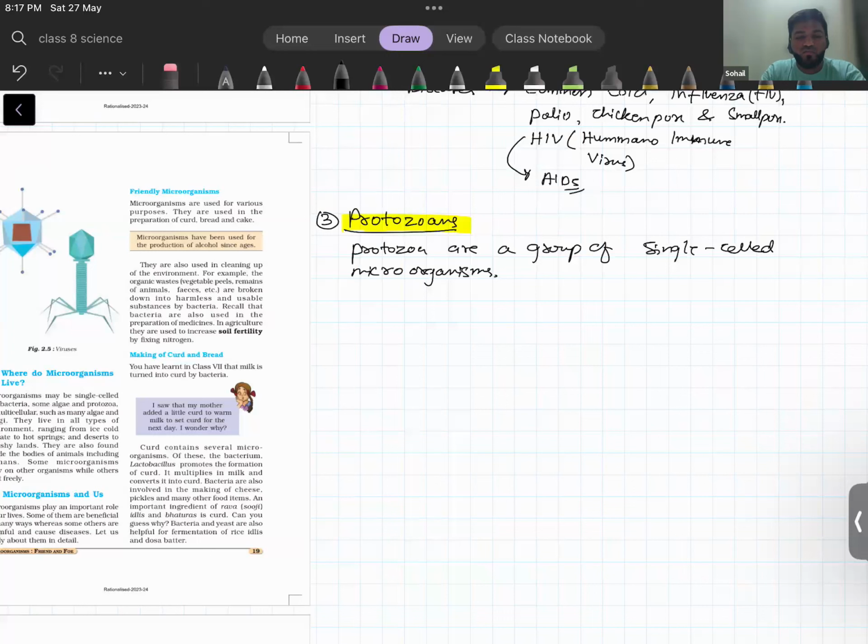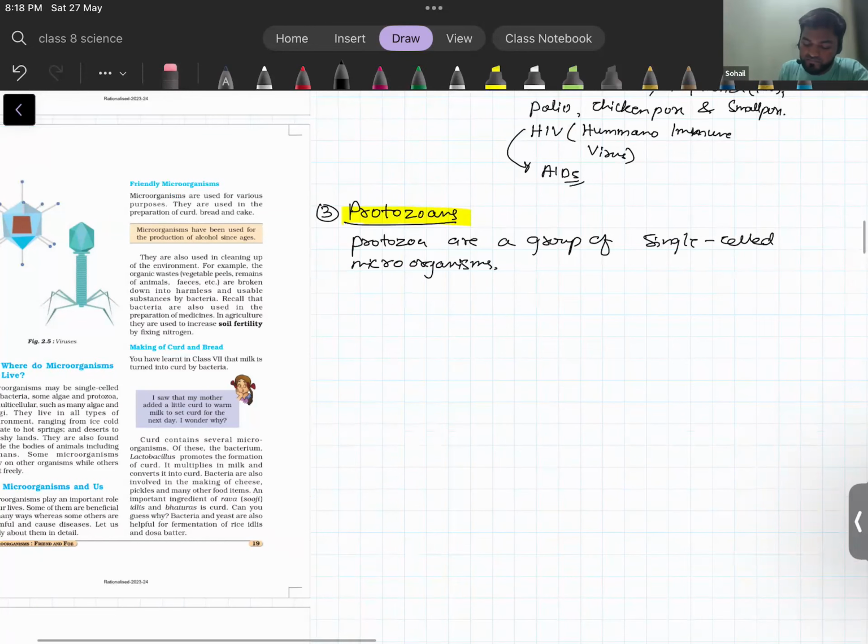And where can you find protozoa? You can find them in ponds, in dirty water, in drain water, or in damp soil also. What are some examples of protozoa? Amoeba, paramecium, plasmodium. These are some examples of protozoa which we are going to discuss.